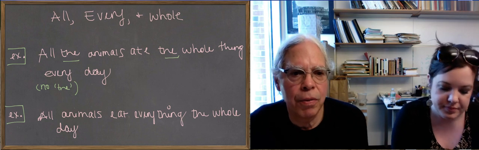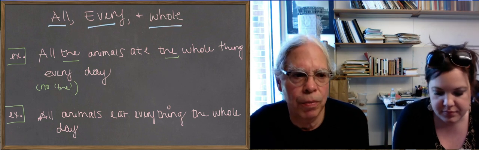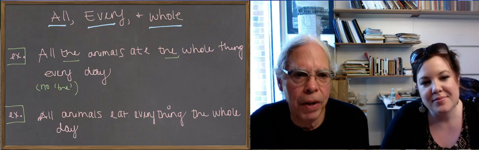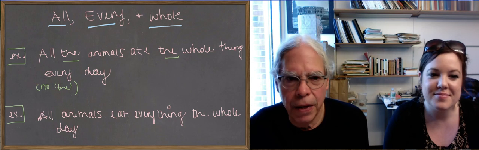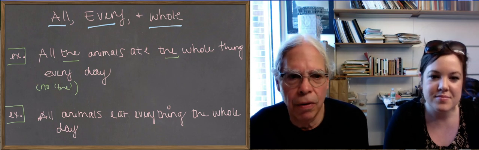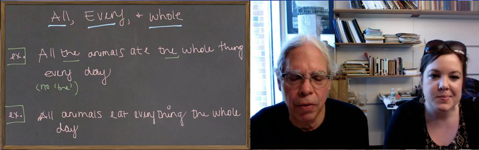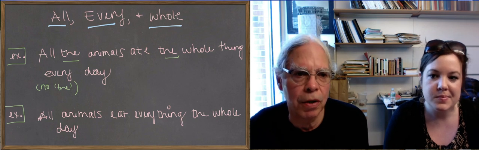And we've given you 2 example sentences. They're really just slightly variant, the second one. All the animals ate the whole thing every day. That's one sentence that uses all of these 3 different words that are really, in Greek, the same notion, okay?